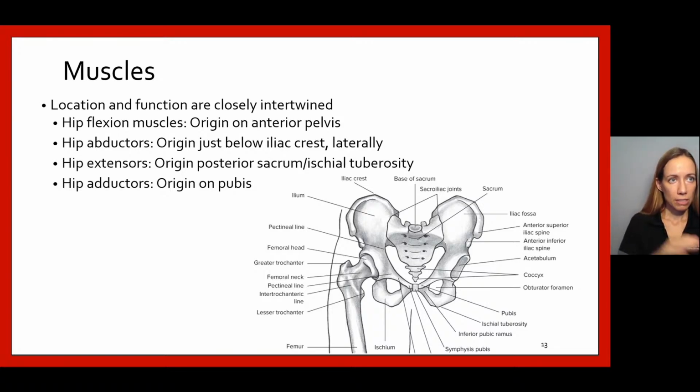We can think about those muscles which give us hip flexion, so that anterior movement in the sagittal plane, and these are going to be located anteriorly. Hip abductors, swinging our hip out to the side in the frontal plane, are going to generally be located laterally. Hip extensors are going to give us the ability to move our leg posteriorly. These are going to be located on the posterior aspect of the hip joint. And our hip adductors are going to be located medially.